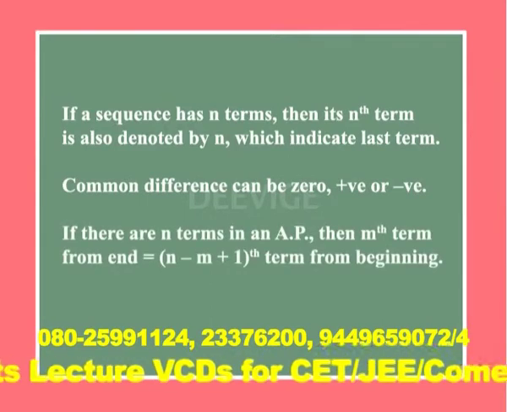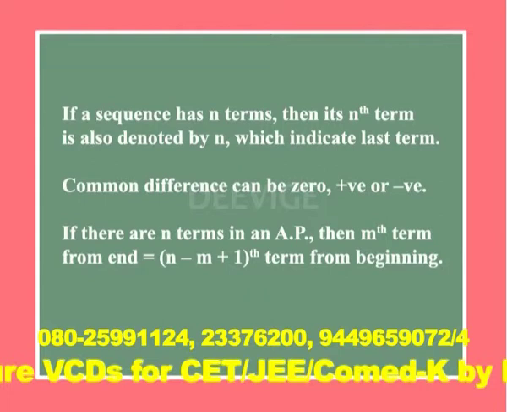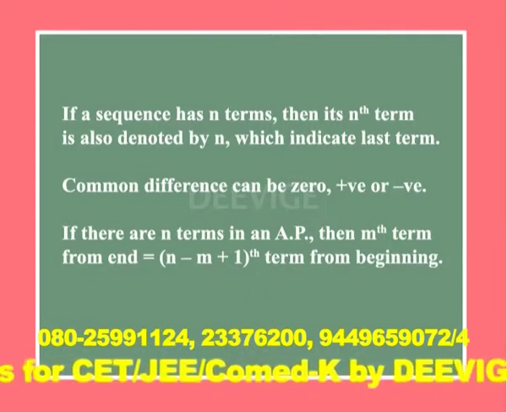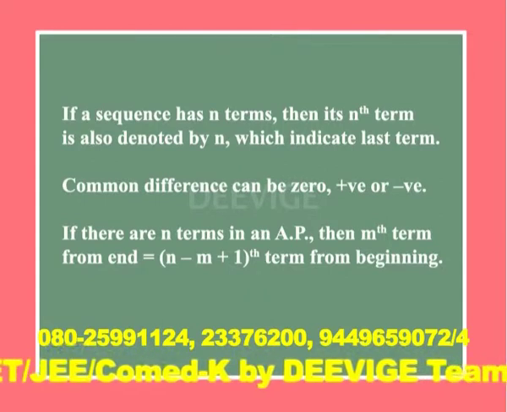If there are n terms in an AP, then the mth term from the end is equal to the (n minus m plus 1)th term from the beginning.